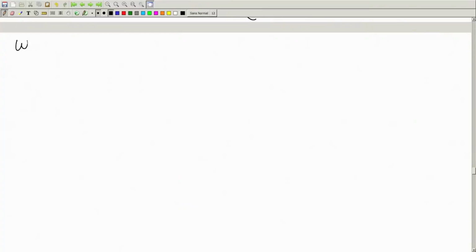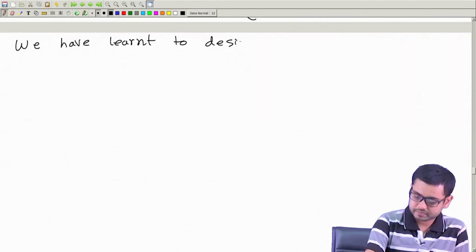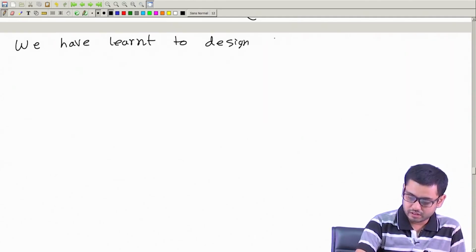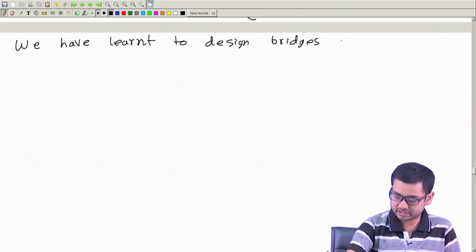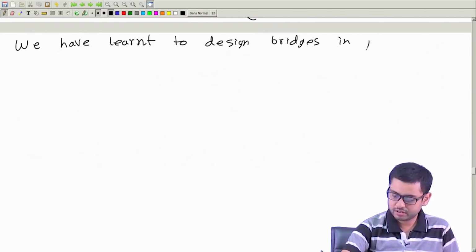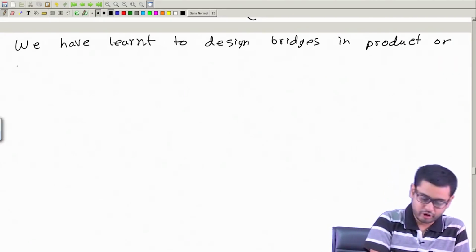Welcome. We are studying AC bridges, and so far we have learned to design bridges, product or ratio bridges, in product or ratio form.